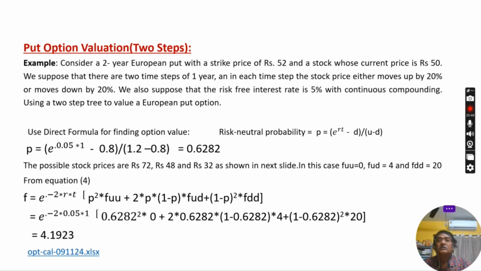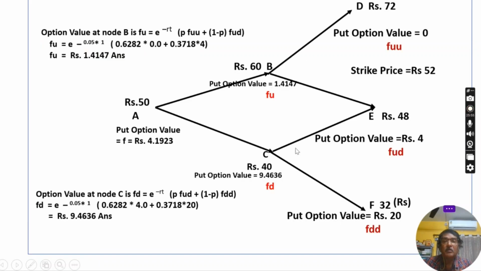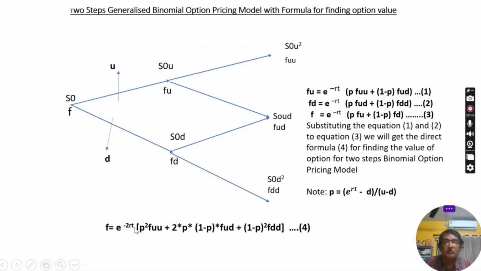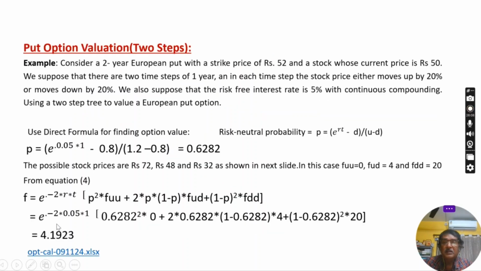Now, for the put option value, that was the step by step formula I have shown you. Now I am showing you how to use the direct formula. What is the direct formula? The direct formula is this. You note it down and check it. F is equal to e to the power minus 2RT, into P squared FUU plus 2P into 1 minus P FUD plus 1 minus P squared FDD. This is the entire formula.